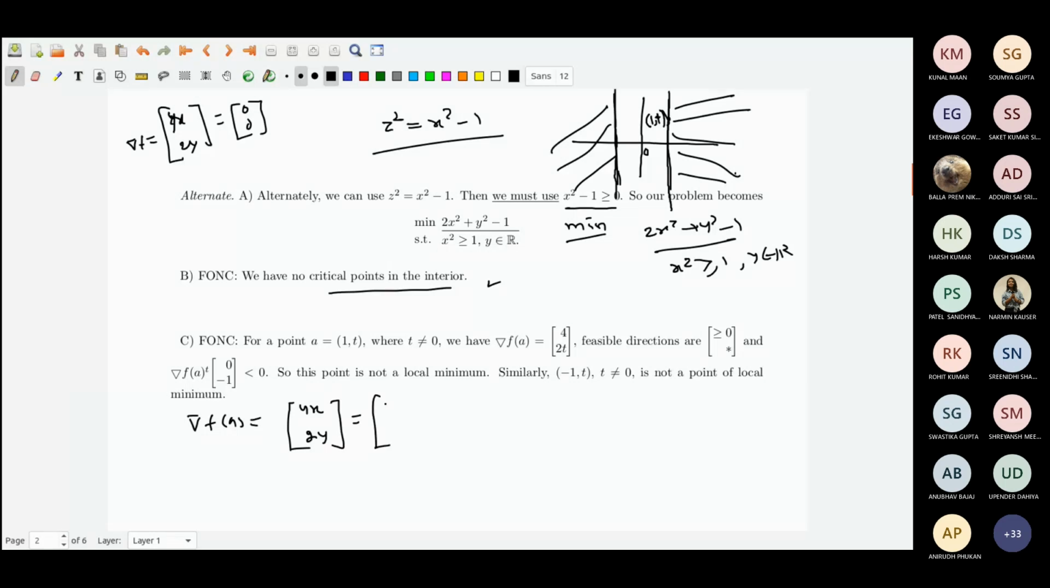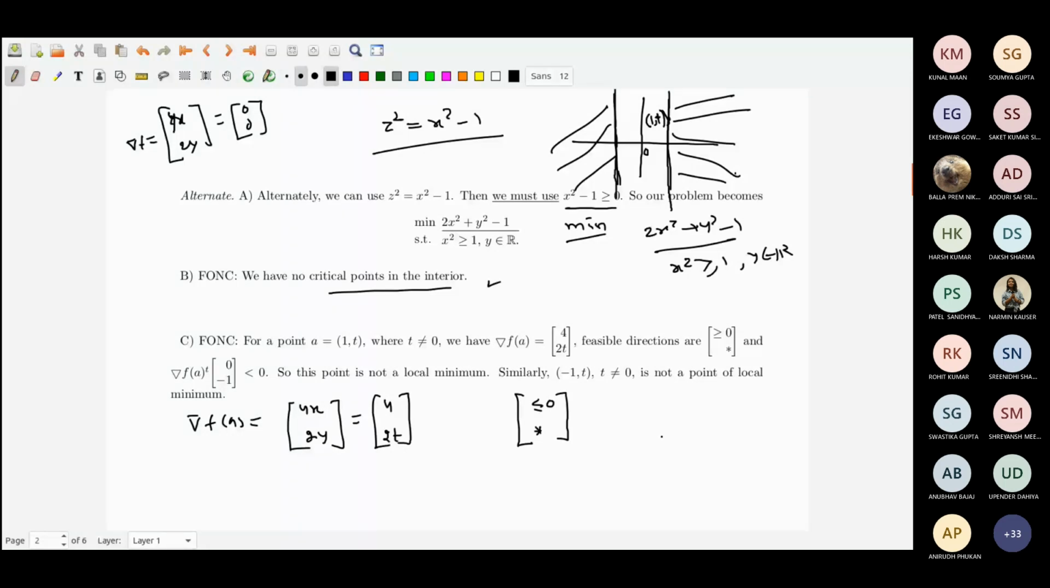Now, what are the feasible directions I am considering? The feasible directions that are available at (1, t) are of this form. For the x coordinate, I can go only left, and for the y coordinate I can go up and down. So any such direction is possible. These are the feasible directions, and t is not equal to 0.